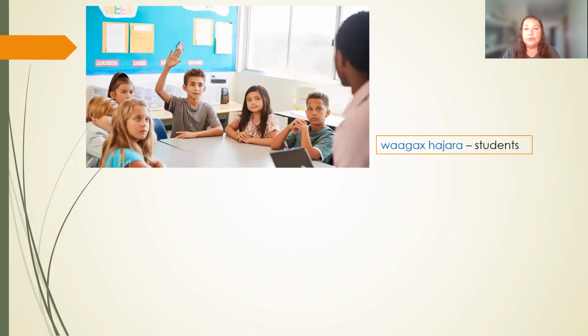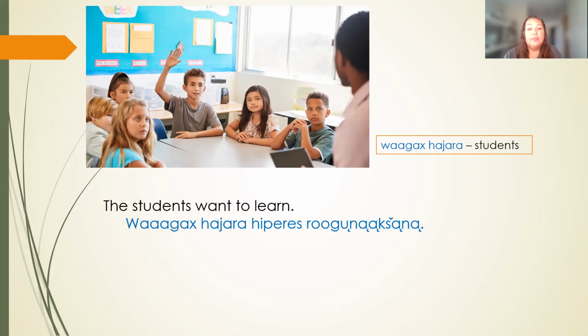All right. Now I told you in the beginning here that waagax haja can mean separate things. So here we have waagax hajara, and that means students. Okay. So the students want to learn. That's what it looks like in this picture. So to learn, to know, this is the verb hiperes. And then want, we've covered this one as well, is rogu. All right, so let's just pull this up. Waagax hajara hiperes rogu nang shana. The students want to learn. See, we've got the waagax hajara, the students. Hiperes means to learn or to know. Rogu is the verb for want. Nang shana means they.